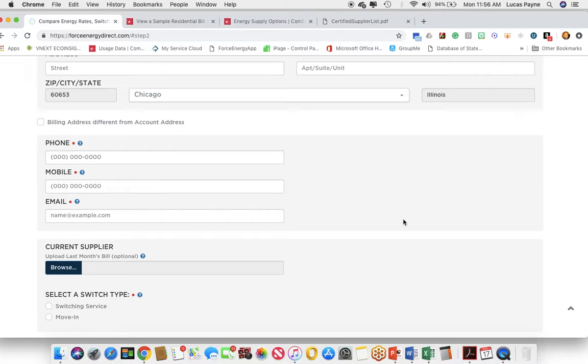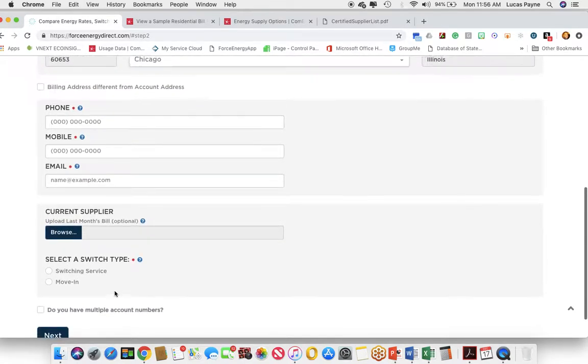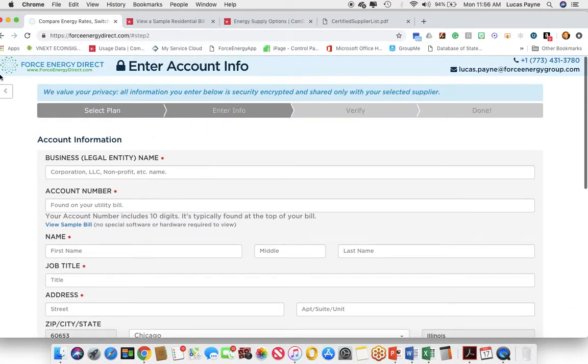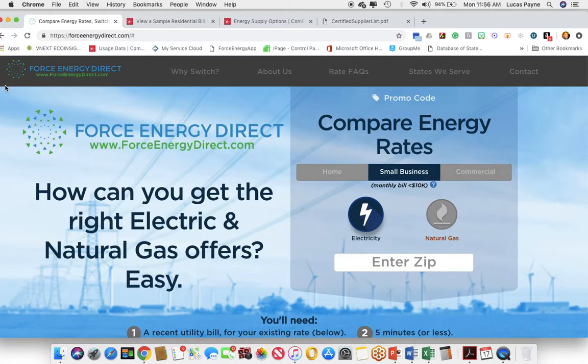But definitely upload that. You should be able to take a picture from your phone, then click the browse portion of your screen and upload it here. Again, you'll be clicking switching service and then next, and go through the same process that you did before. I hope this helps you feel more empowered. Understand that this is a very easy process and that our clients are ultimately just going to save.